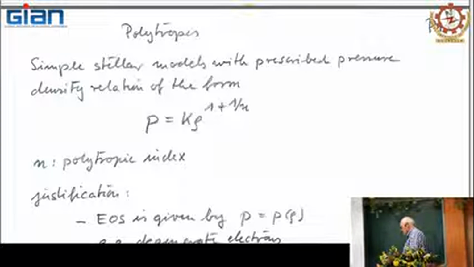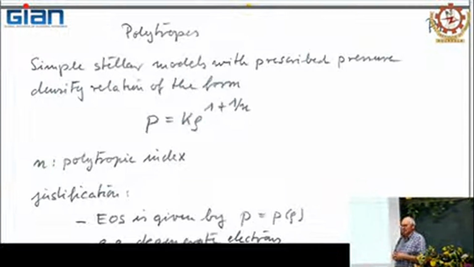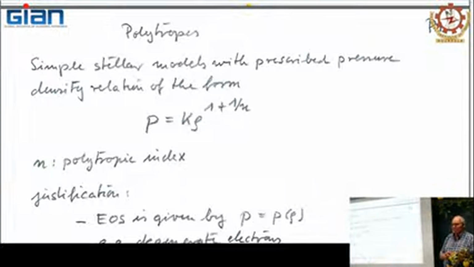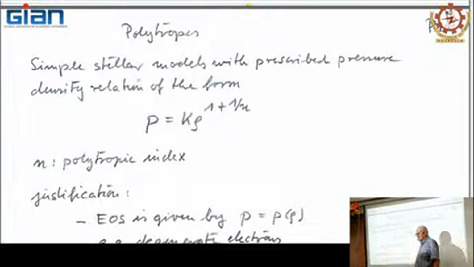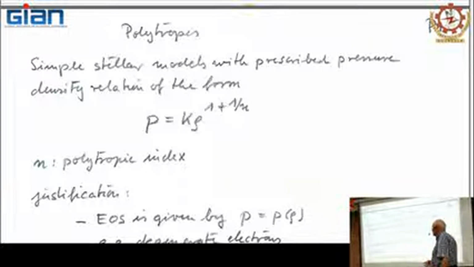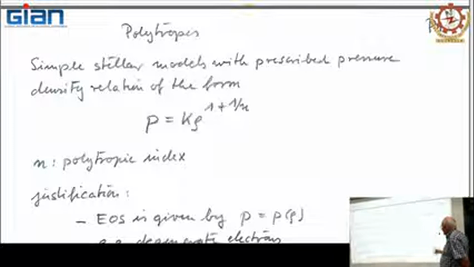This morning we have considered some simple stellar models. Simple stellar models means we have closed the equations by assuming a relation between pressure and density in a rather formal way. That means we have assumed that the pressure is proportional to the density to the power 1 plus 1 over n, times a constant k. And the index n is called the polytropic index.